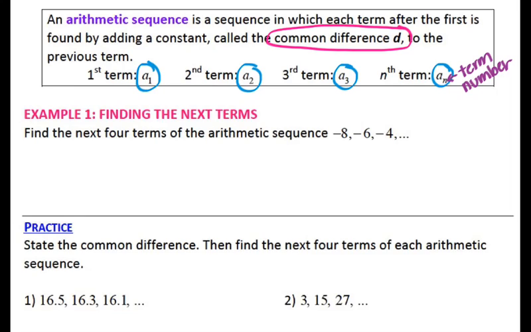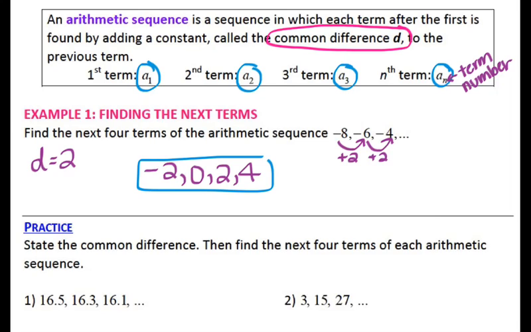So for the first example, we're finding the next terms of a sequence. It's pretty simple. You need to start by figuring out your common difference, so what you're adding or subtracting every single time. So if we're going from -8 to -6 to -4, we are adding 2 every single time. So our common difference for this is 2. We would like to find the next 4 terms. So your next term after -4 is going to be -2. Add 2, you get 0. Add 2, you get 2. And then add 2, you get 4. So these are the next 4 terms of the sequence.